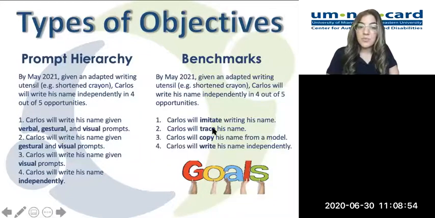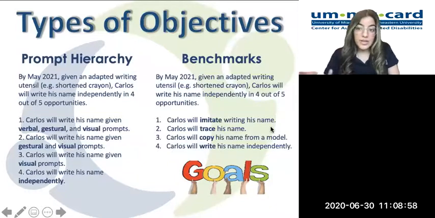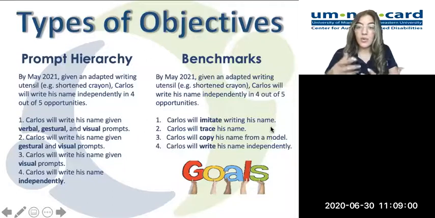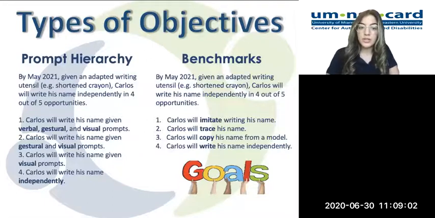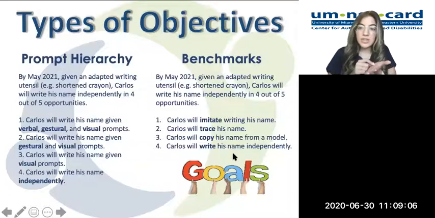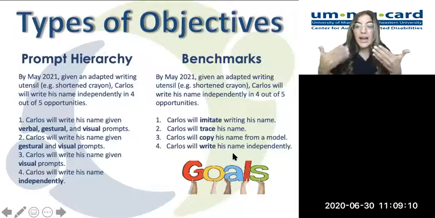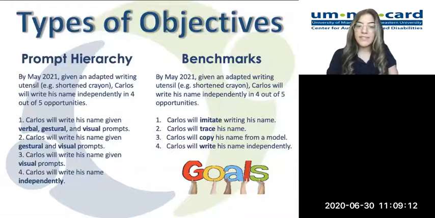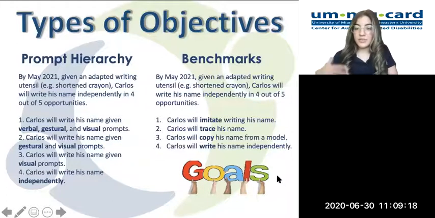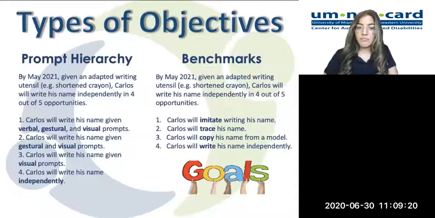The second one where he's tracing, he might be getting that verbal feedback still by a teacher, or he might just be relying on the visual. By the time he's copying, however, he doesn't have the lines to trace over, so it's a higher level skill. And then finally, we say that Carlos will write his name independently. So not only is he not receiving prompting from an adult, but he's writing it completely without a model either.